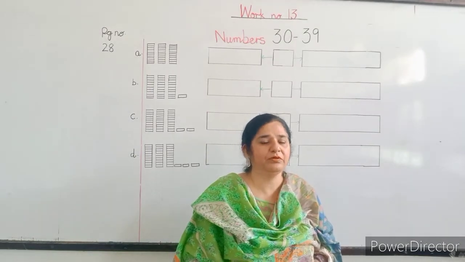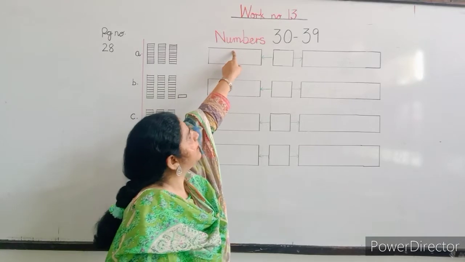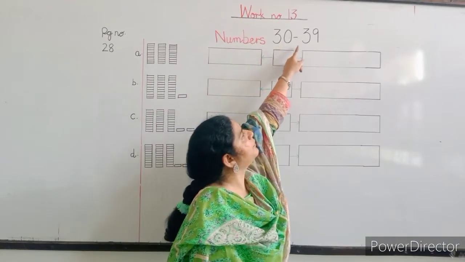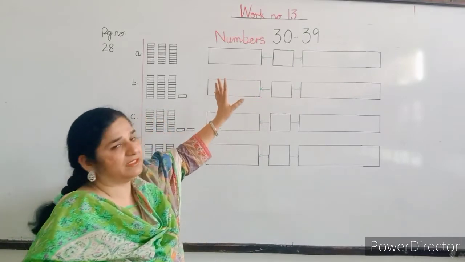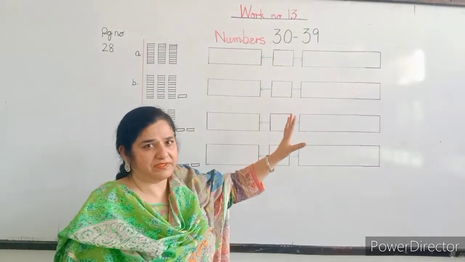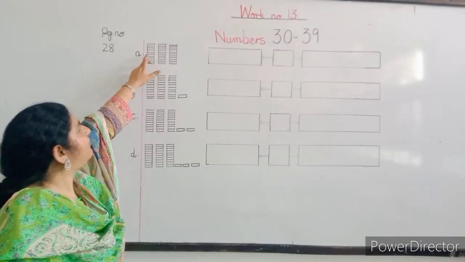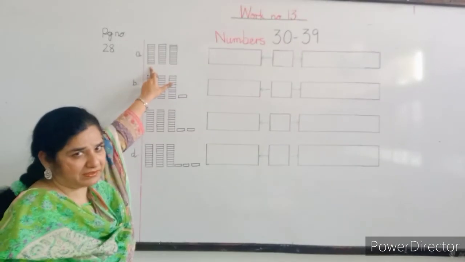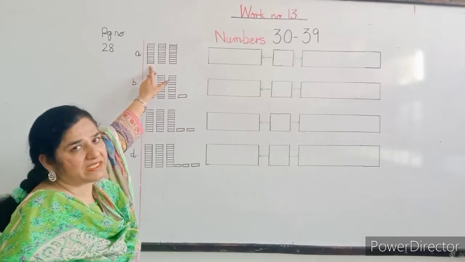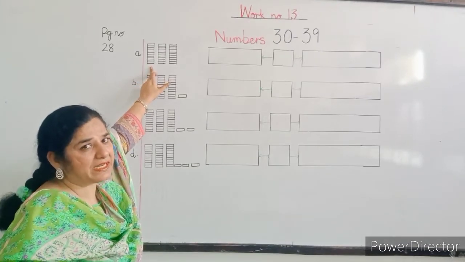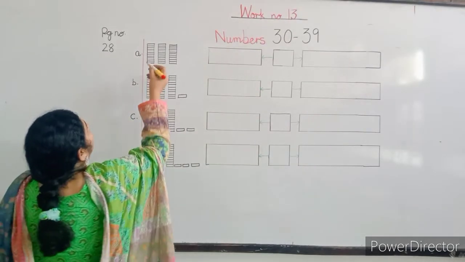And now look here, what work do we have to do? Numbers 30 to 39. We have to write the numbers and number names. Here we have blocks. Every block has 10 boxes, right? So it means each block is containing 10. So we will call it 1 ten.